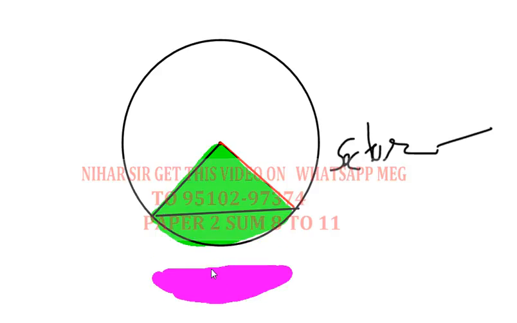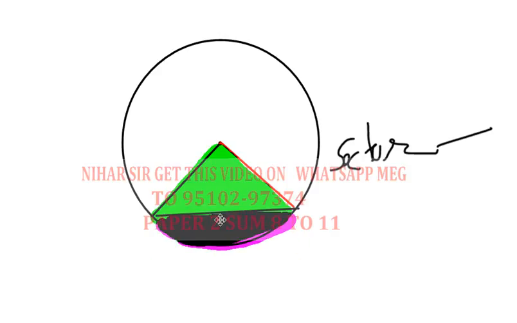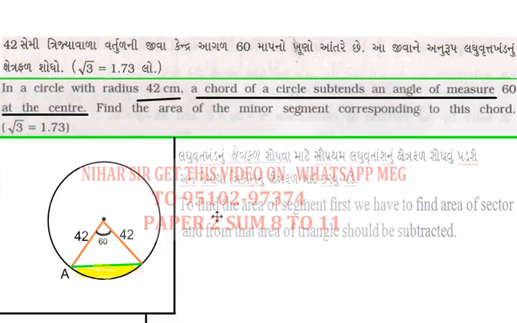Now how will I find the segment? First of all I will find the sector, and after finding the sector I will find the area of this triangle. I will subtract the sector minus this triangle. Then the remaining part is this black part. If I subtract this triangle, the remaining part is the black part. So that is my answer. So let's come back here.